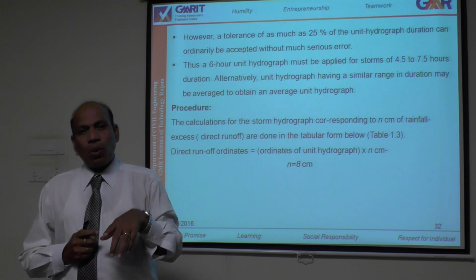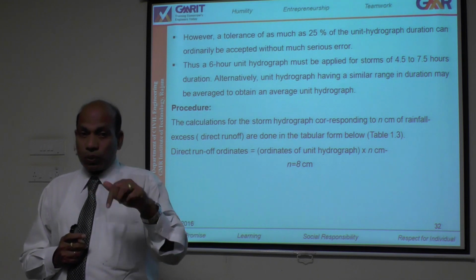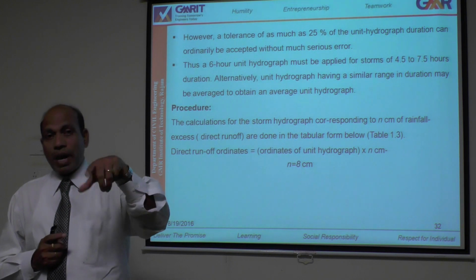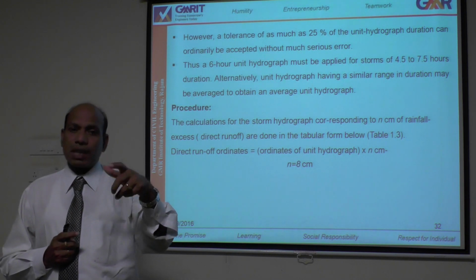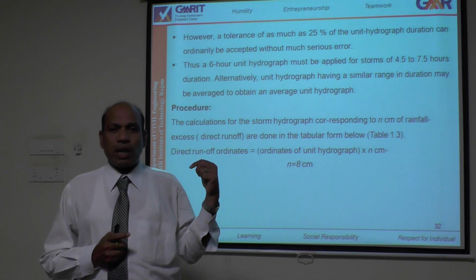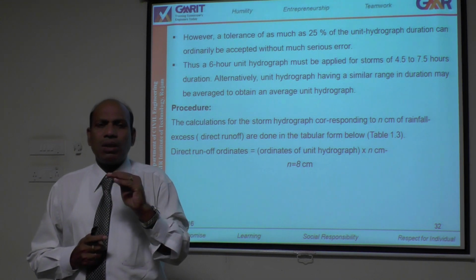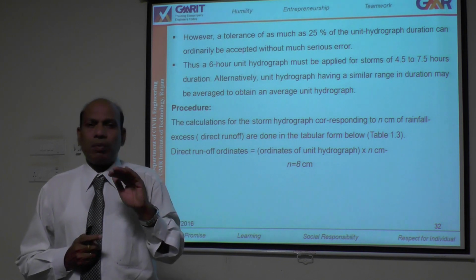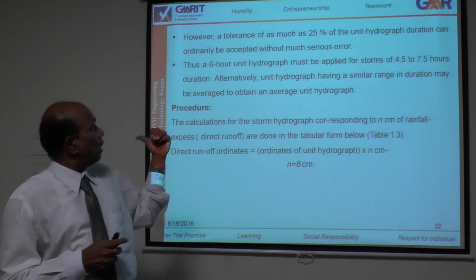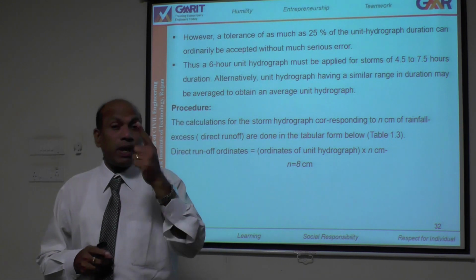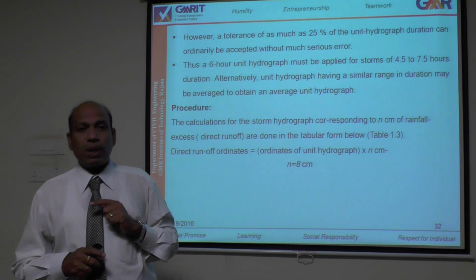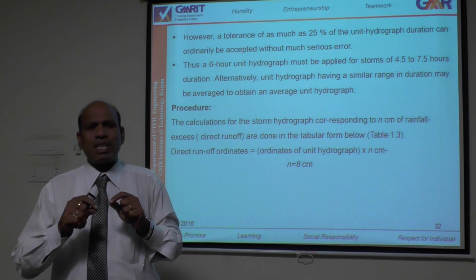Even so, the 4 hour, 5 hour and 7 hour storm hydrographs are also possible. Construction of storm hydrographs is possible by using the available unit hydrograph, with a small error, but without any real problem in the construction of the storm hydrograph. That can be applicable. That means a tolerance of 25% on the unit hydrograph can be used for the construction of the storm hydrograph, without much error.